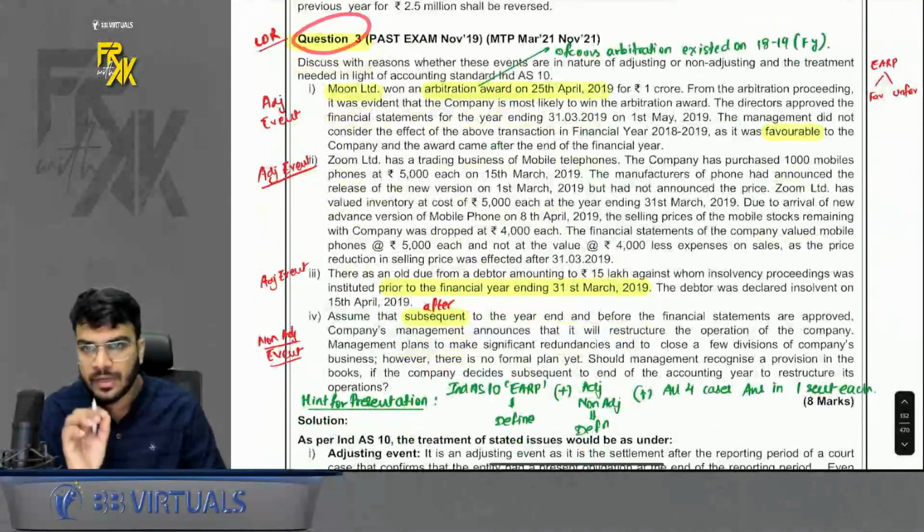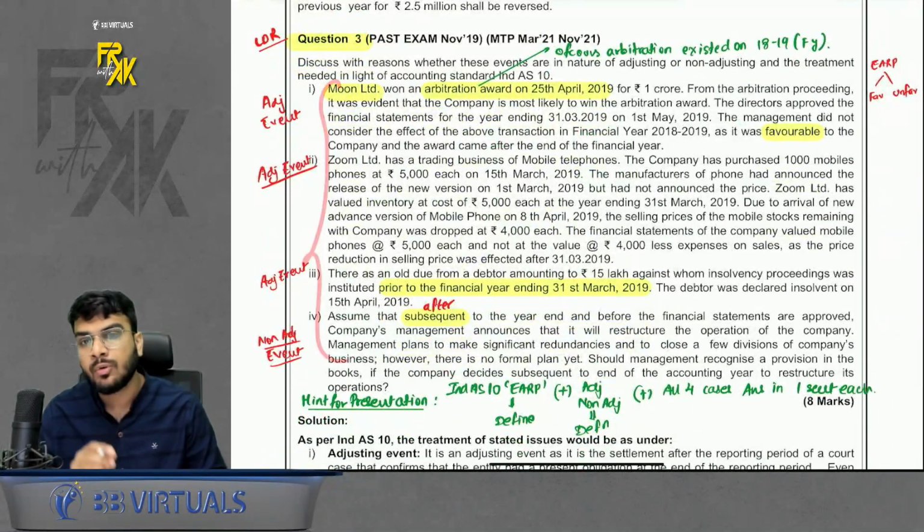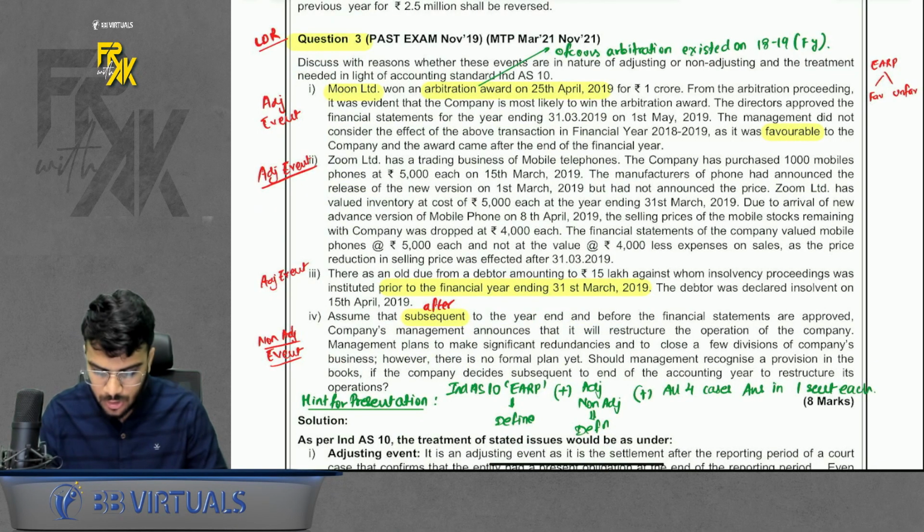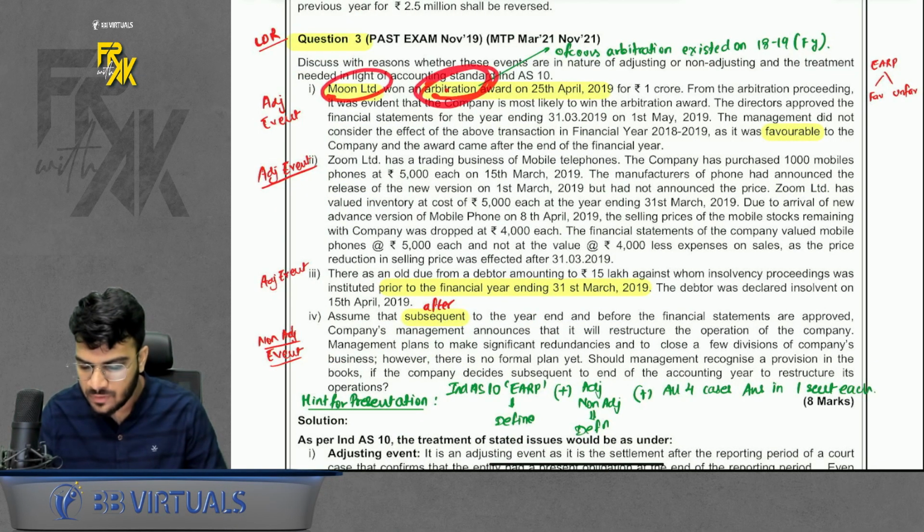Then question number 3, a very classic question. It has 4 parts. We have to tell whether adjusting or not. So first case, there was an arbitration which was ongoing in the current year.